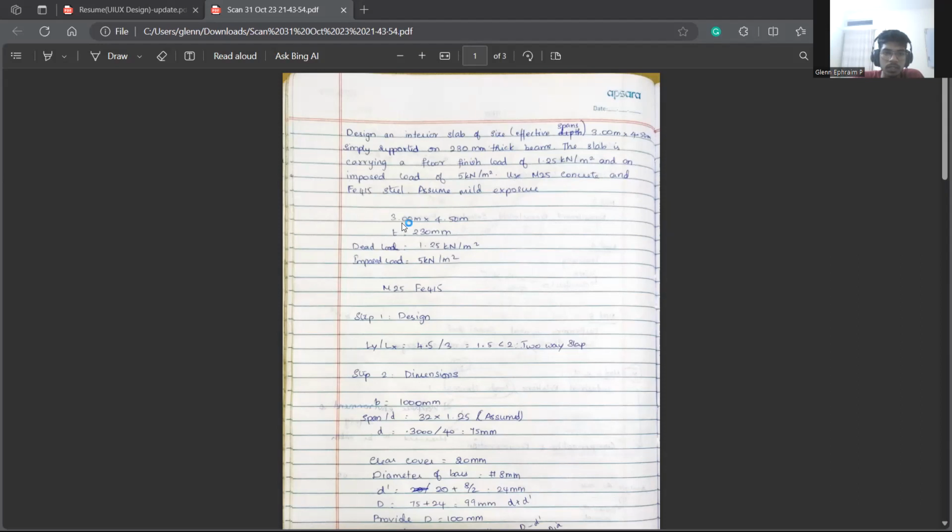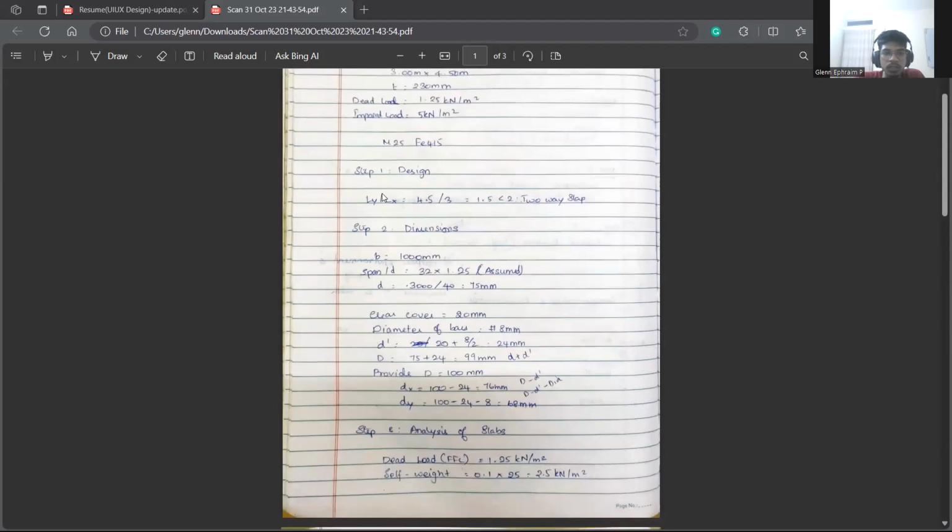First, the dimension is 3 meter into 4.5 meter with thickness of 230 millimeters. The dead load applied to the slab is 1.25 kilonewton per meter square, and the imposed load will be 5 kilonewton per meter square. The grade of concrete we use is M25, the steel grade is Fe415, and we're going to assume mild exposure.